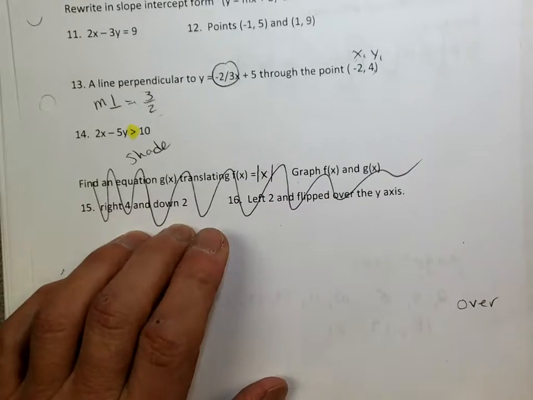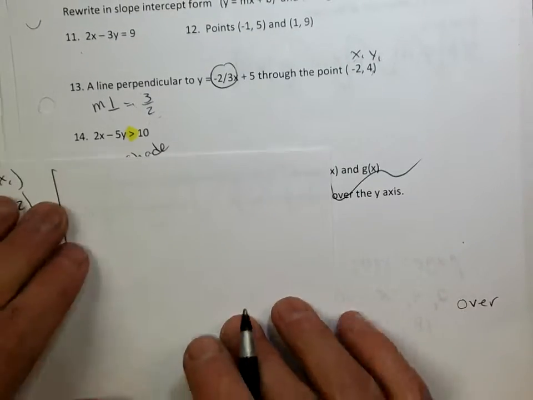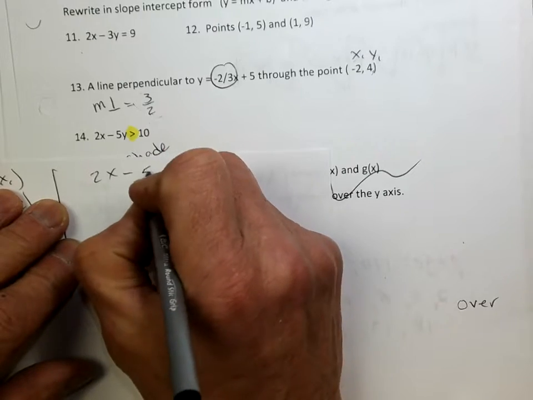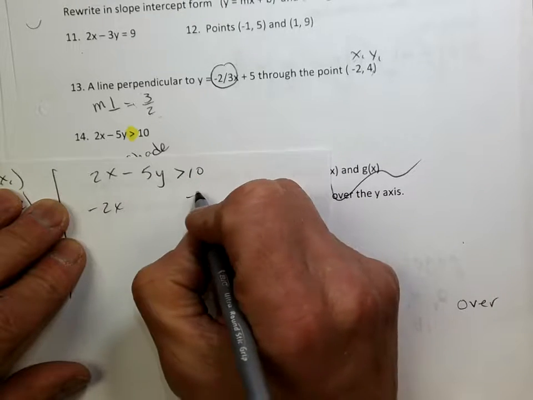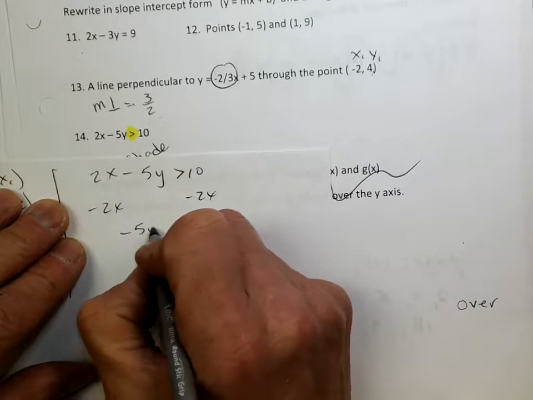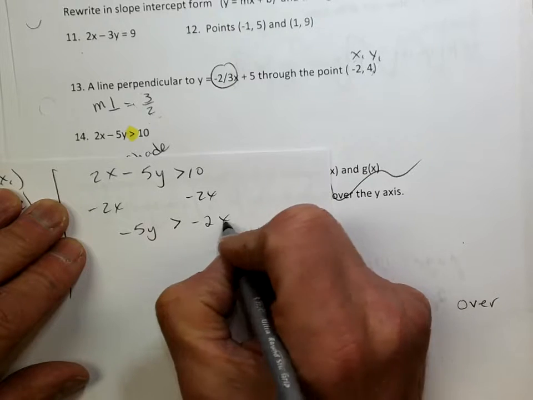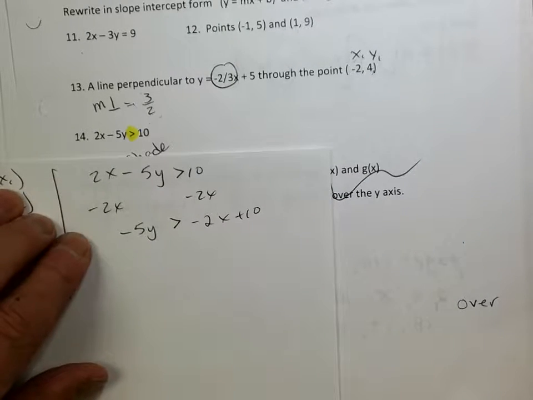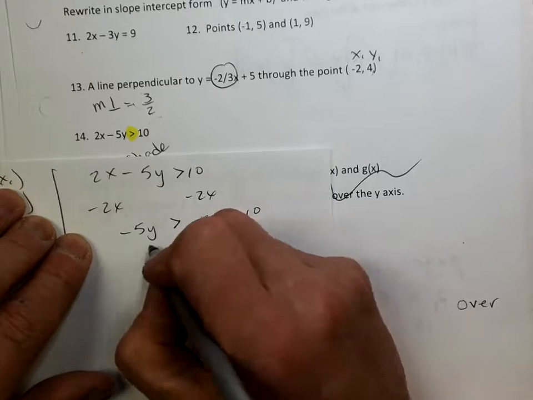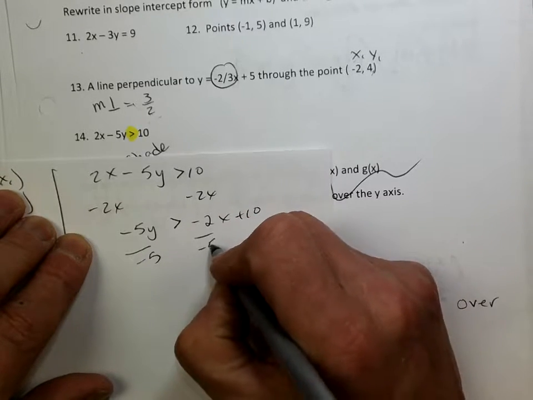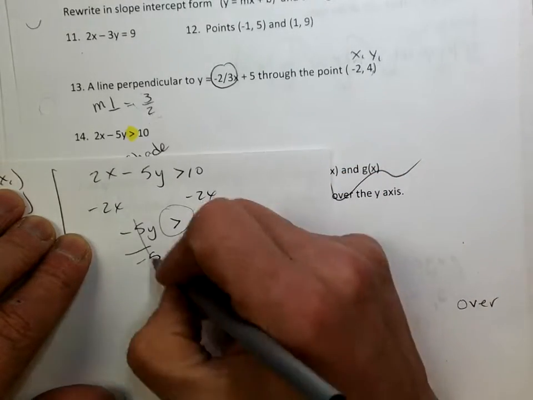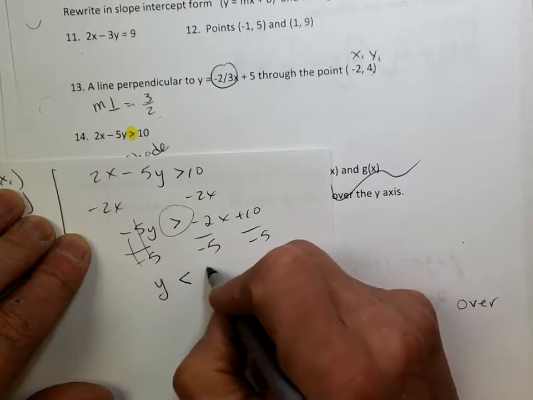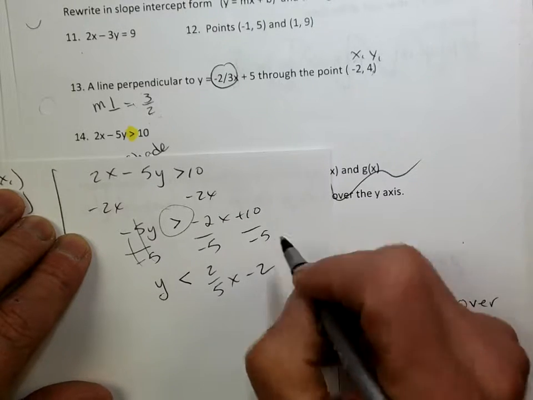Anyway, let's solve first, okay? So let's take our 14. I've got 2x minus 5y is greater than 10. Minus 2x, minus 2x. Negative 5y is greater than negative 2x plus 10, right? How am I doing? Now I'm going to divide by a negative 5, so what do I have to do? Yes. Divided by a negative, so this becomes less than. y is less than a positive 2/5 x minus 2, right?